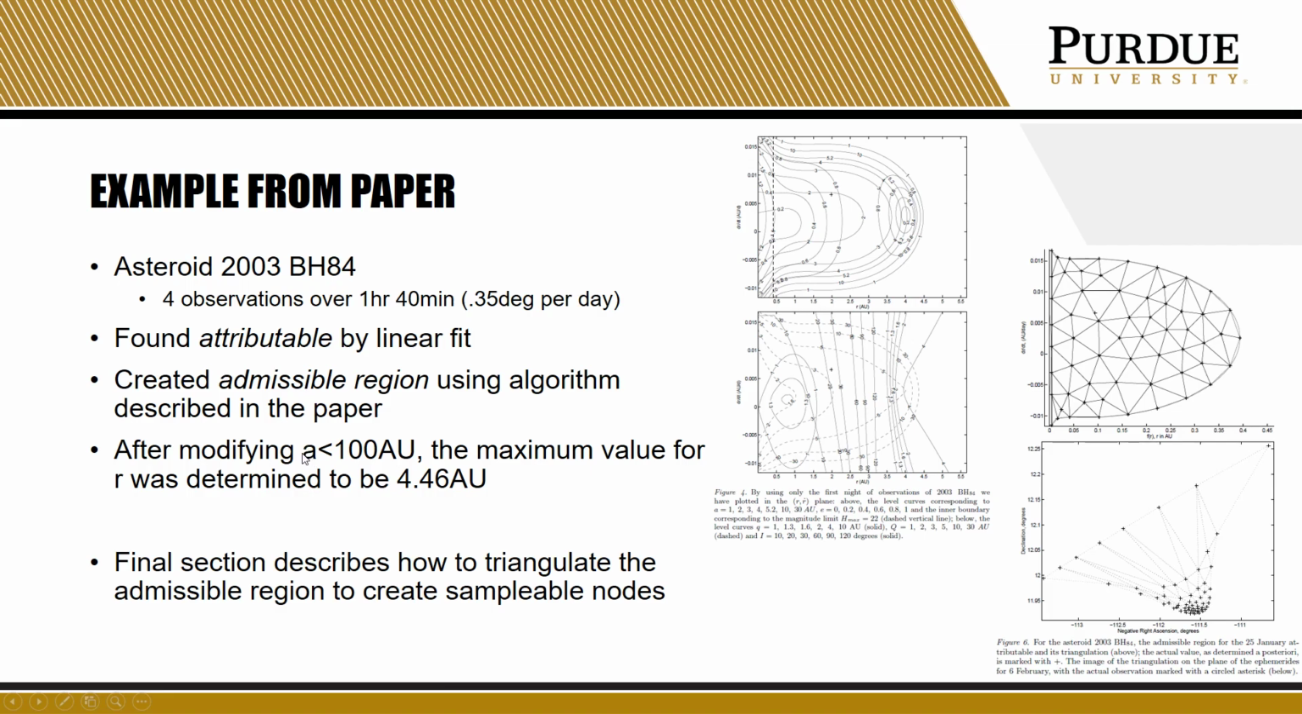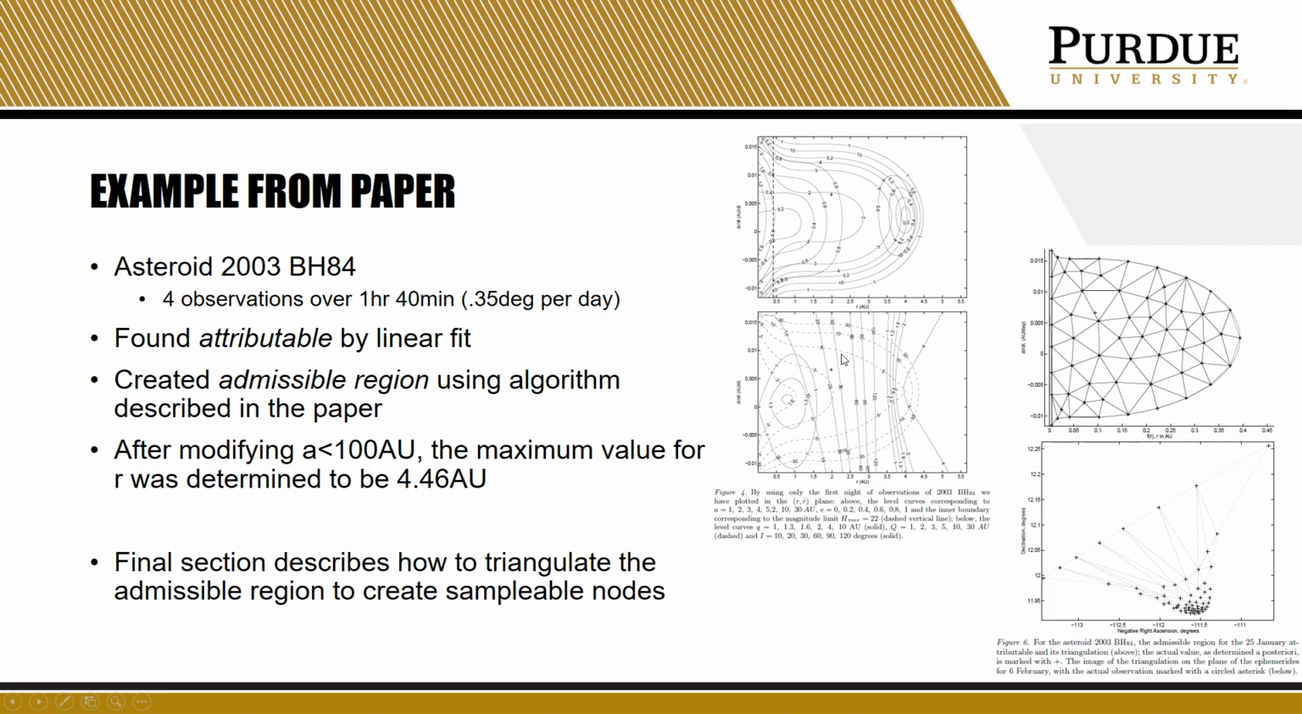And then after modifying that the semi-major axis of this asteroid would be less than 100 astronomical units, he found that the maximum value for R on that night was determined to be 4.46 astronomical units, which gave him this admissible region here. He shows that the actual value that was determined is this little cross here on these plots.